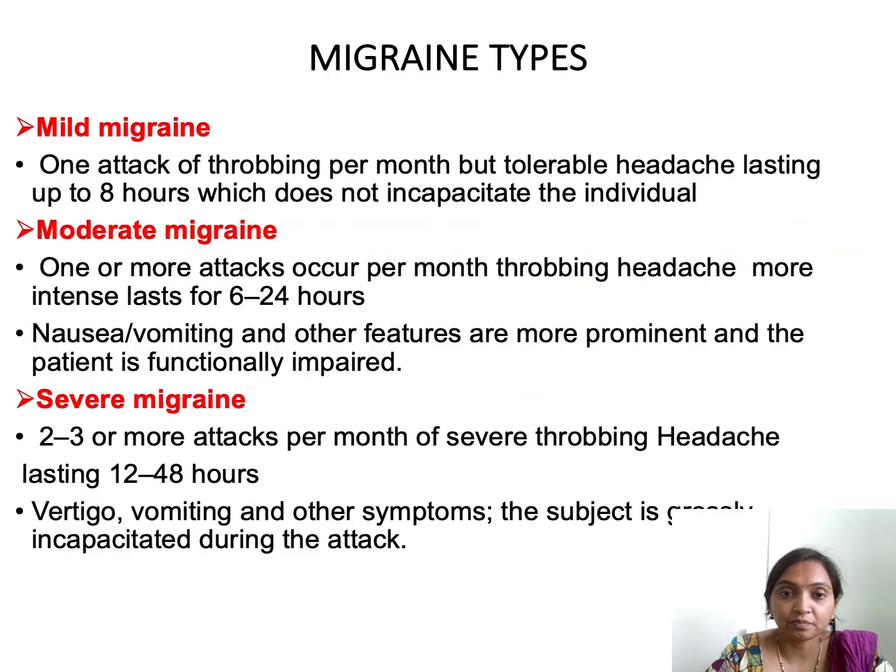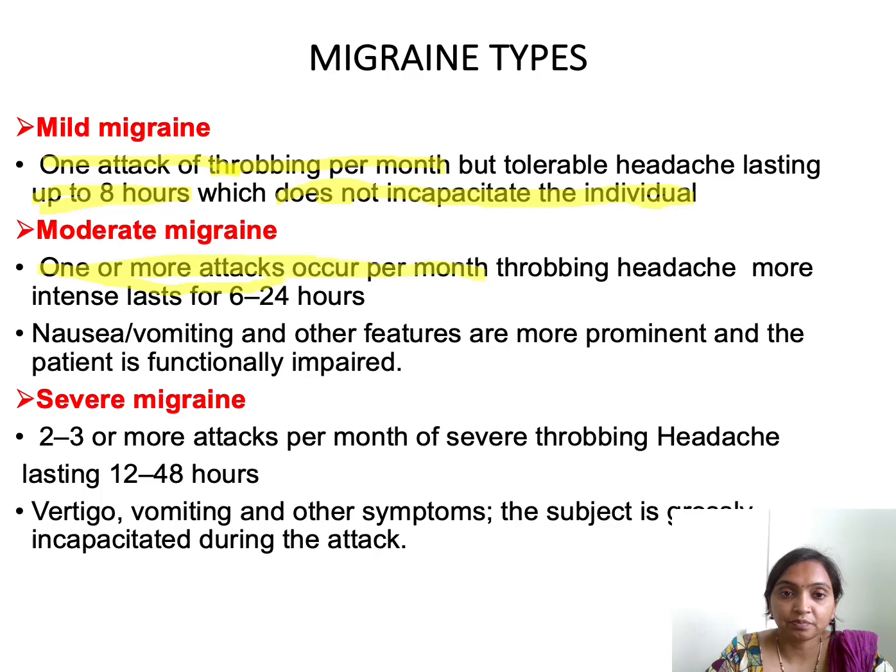So there are different types of migraine depending on the number of attacks and severity and hours of pain. It is divided as mild, moderate and severe. In case of mild migraine, the throbbing attack will be one attack per month, and this attack will be tolerable and can last only up to 8 hours, with no incapability of the individual.